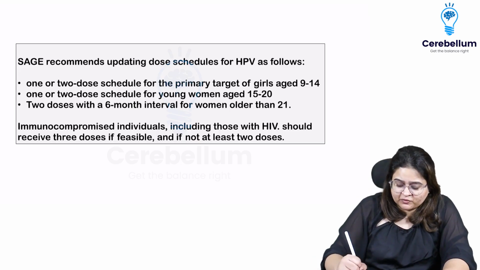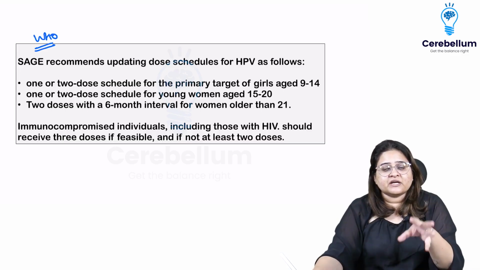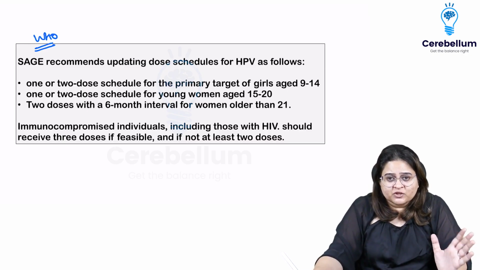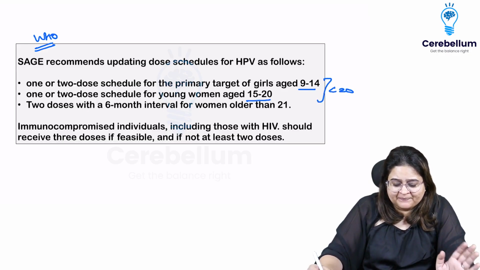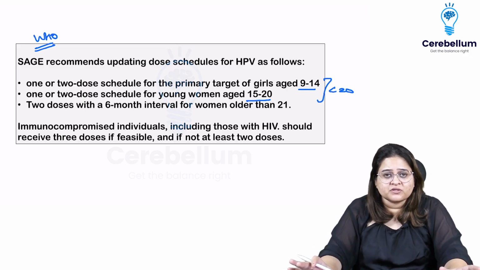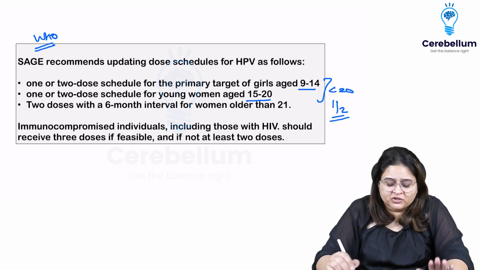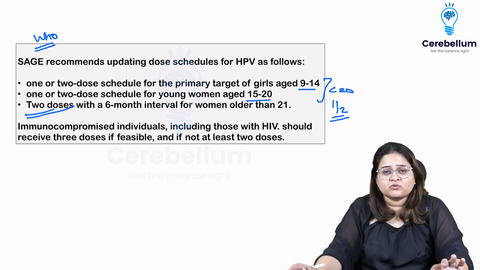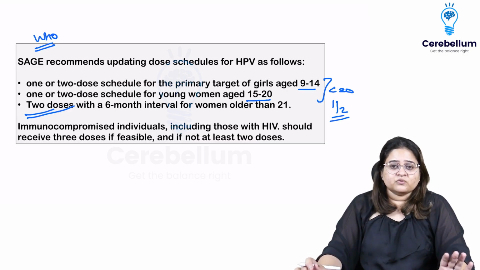Now, the WHO in 2022 came out with the Strategic Advisory Group of Experts, which said that if the girl is less than 20 years old, so 9 to 14 or 15 to 20, even 1 or 2 doses is enough. You don't have to give 3 doses. You don't even have to give 2 doses. 1 or 2 is enough. And if she's more than 20, then 2 doses is enough. You don't have to give the 3 doses also. But if she's immunocompromised, like HIV positive, then you should give the proper 3-dose schedule.